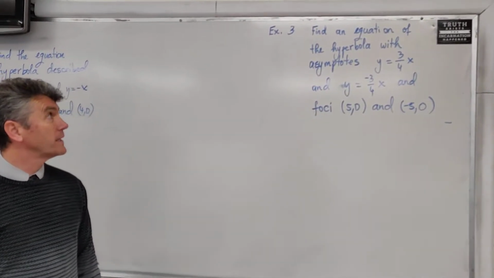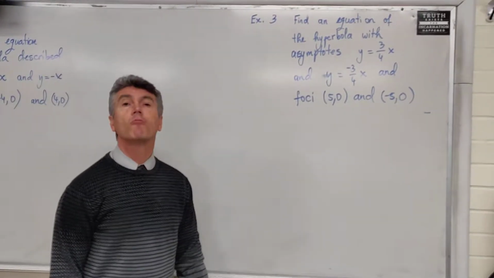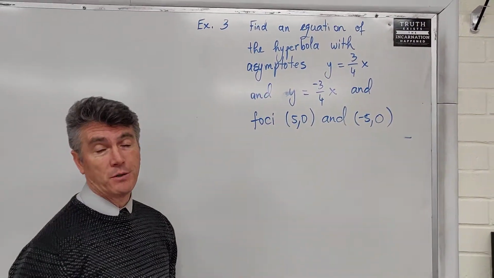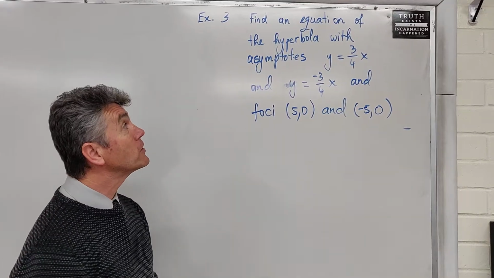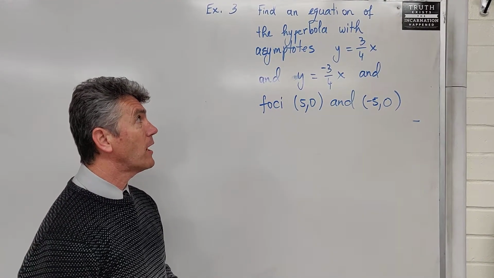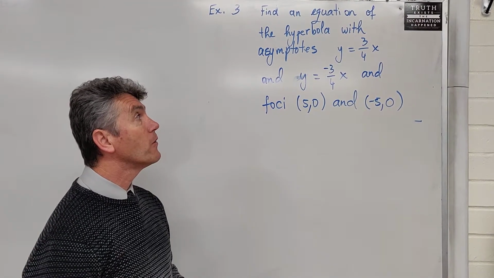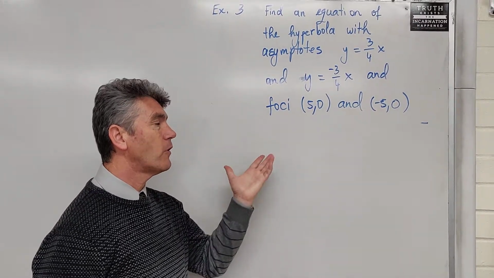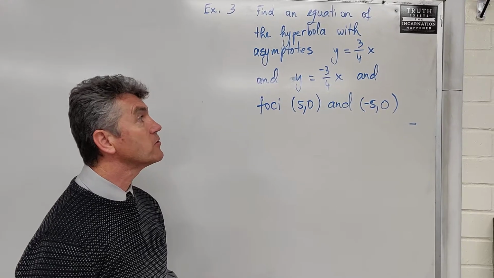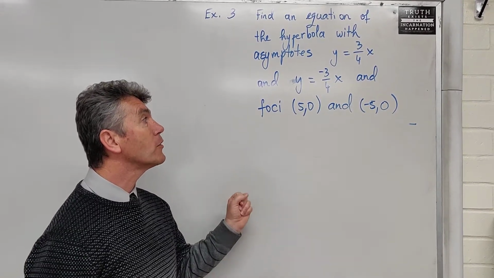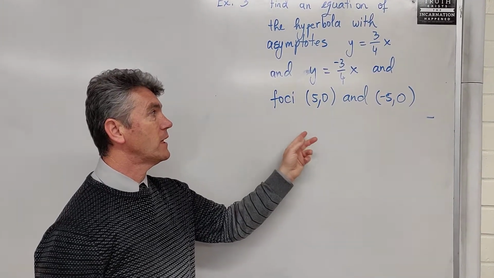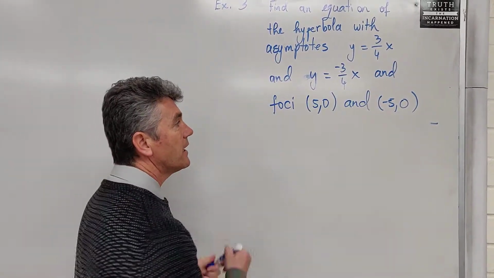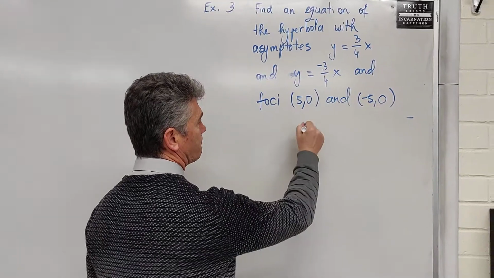We move on now to example 3. In example 3, again, what we're asked to do is find the equation of the hyperbola. So we're stopped when we're done finding the equation of the hyperbola. What are we given? Well, we're told y is equal to 3 over 4 x and y equals negative 3 over 4 x. Those are the asymptotes. And more importantly, we're told about the foci. The foci have coordinates (5, 0) and (-5, 0).